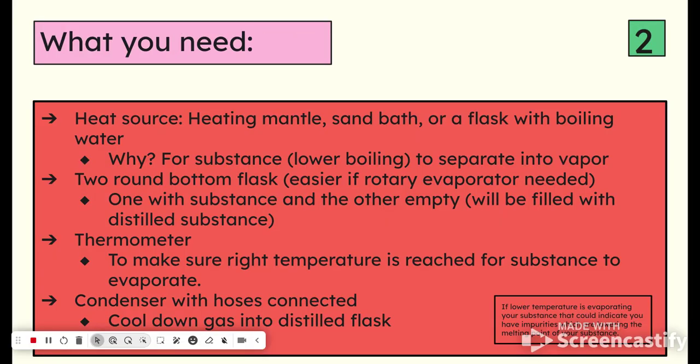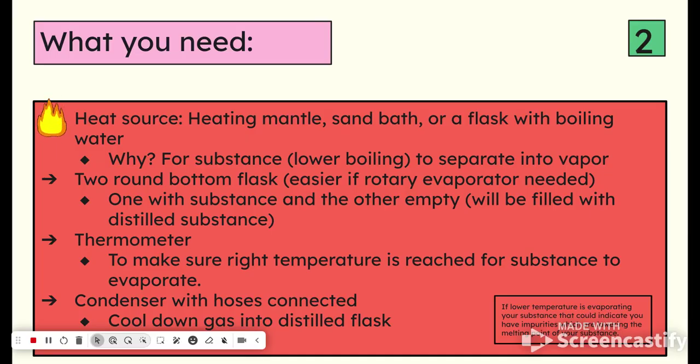And here's what you need. You'll need a heating source. For example, a heating mantle, sandbags, or a flask with boiling water. It depends on the type of flask that you're using, which could help facilitate using a certain type of heating source. But the main goal is to make sure that you boil some of the substance inside the initial flask into vapor.